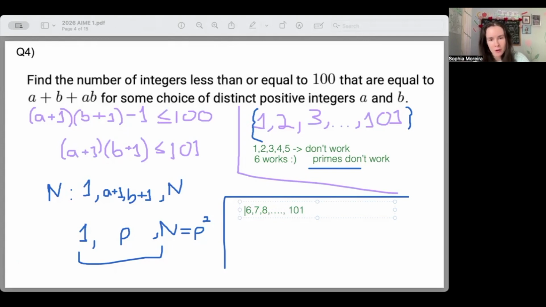So I guess we could have cut it off earlier. Doesn't really matter. However many numbers we have there, minus the number of primes we have, minus the number of primes squared we have, is going to be the number of numbers that satisfy the constraints for this question.